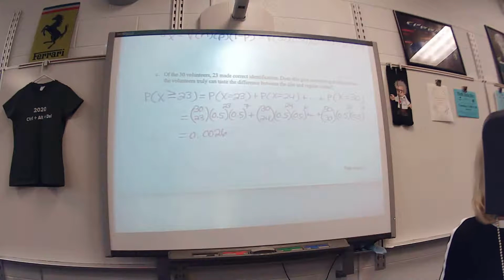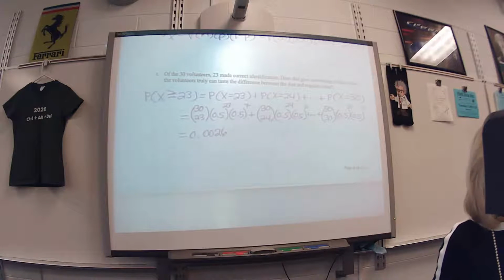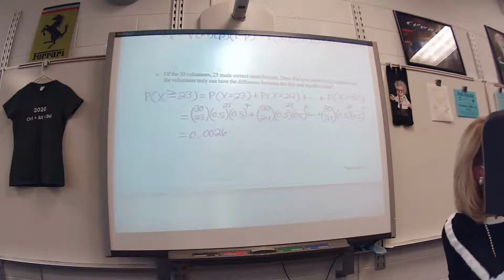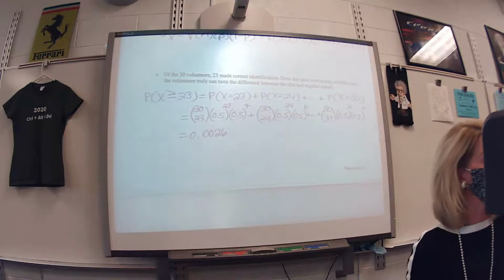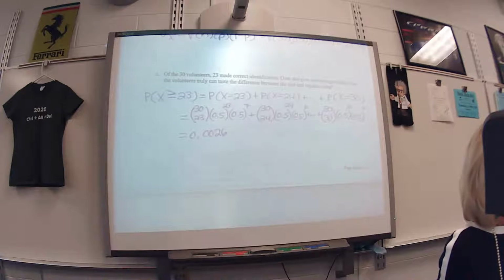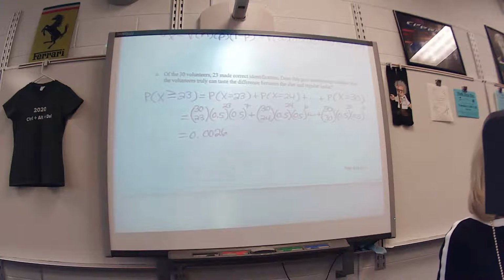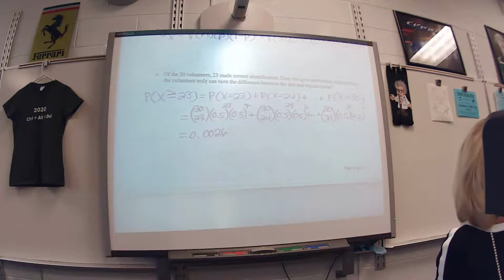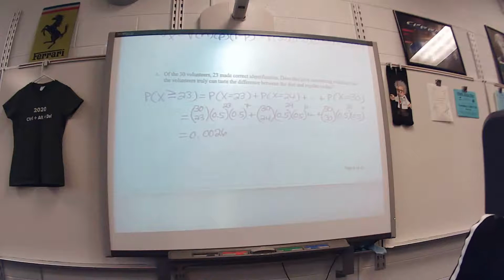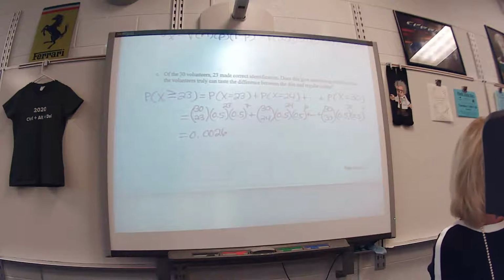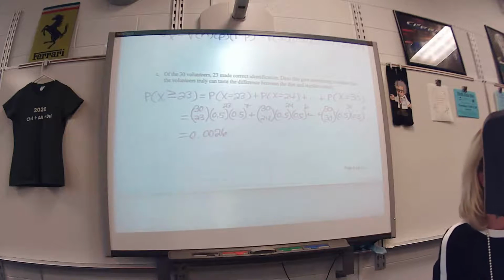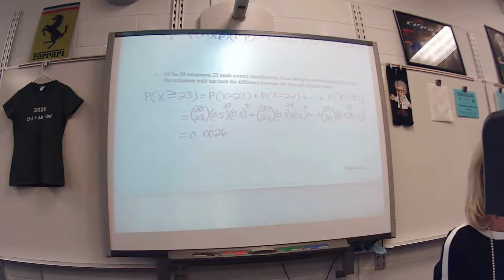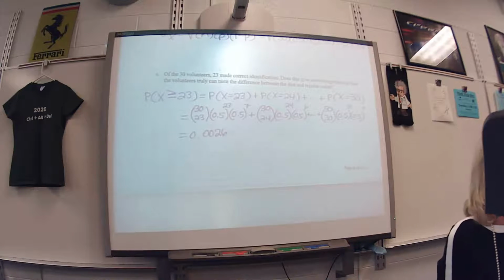Now, think about that. That's the probability that 23 people got it right, or 24, or 25, or 26, 27, 28. That's 7 probabilities added up, and it still adds up to less than 1%. So if it truly is a 50-50 chance guessing, there's only a less than 1% chance that 23 or more people could get it right. Do you think that's a really big or a really small probability? Really small. So small that I doubt that's ever going to happen.